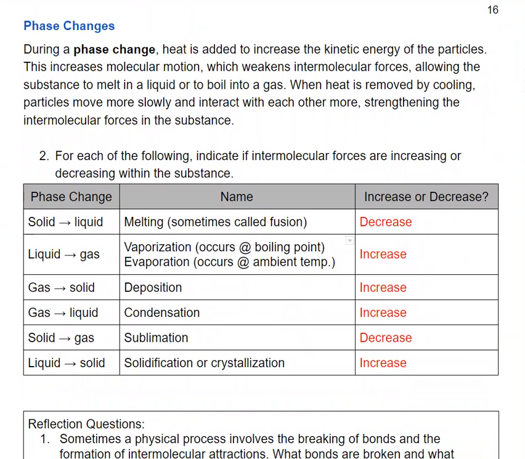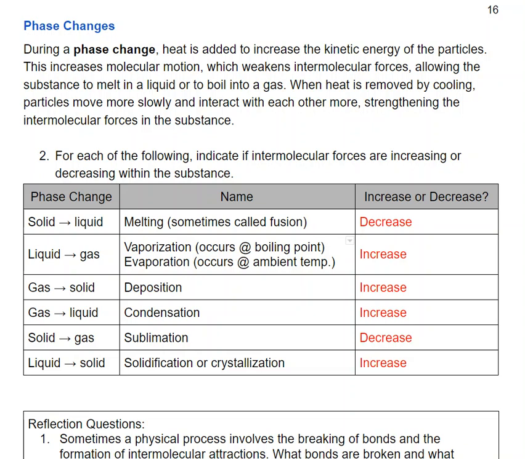So during a phase change, heat is added to increase the kinetic energy of particles. So as those particles absorb heat, they start to vibrate and wiggle around more and more. Their molecular motion increases. So this weakens intermolecular forces, allowing the substance to melt into a liquid or boil into a gas. If we do the opposite and we remove heat by cooling, those particles are going to move more slowly and interact with each other more strongly, and that will strengthen the intermolecular forces in the substance.